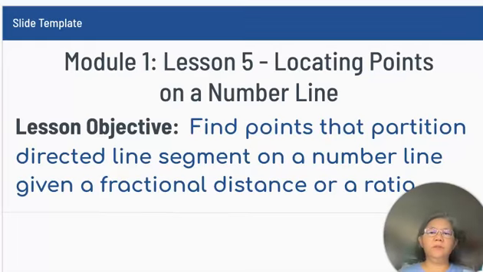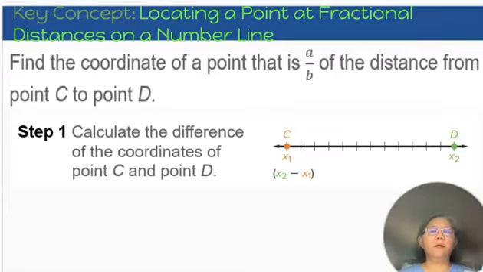Hello! Today we're going to discuss Lesson 5 on locating points on a number line. So our lesson objective is to find points that partition a directed line segment on a number line given a fractional distance or a ratio. So first, let's try to locate a point at a fractional distance on a number line.